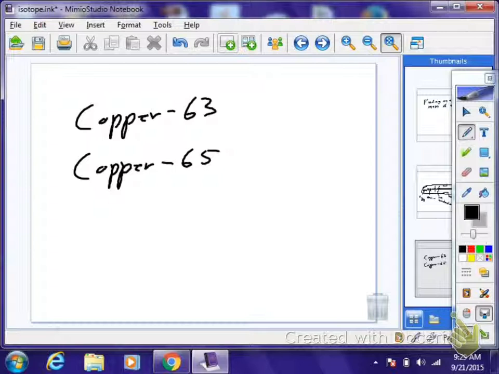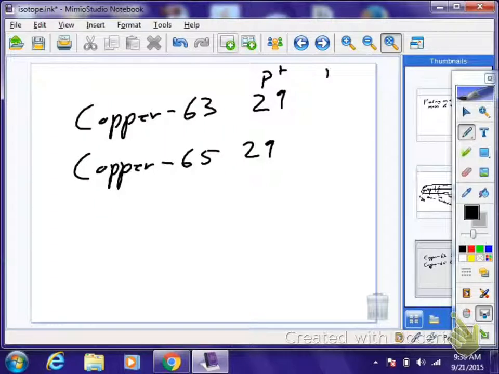What does that 63 and 65 mean? They identify the isotope, and identify something about the isotope that's different. What do we know about copper that has to be the same in both of these copper atoms? It can't change. They have to have the same amount: 29 protons. So each one of these coppers has to have 29 protons. It's just the atomic number. That's all you look at for the number of protons.